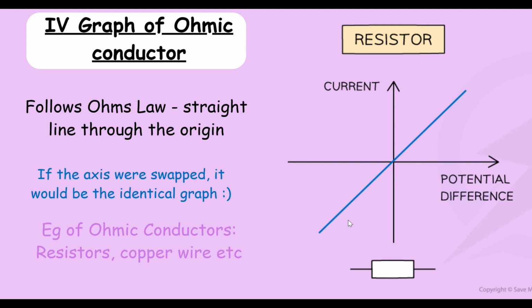An example of an ohmic conductor, because you could definitely be asked that in the A-level exams, are things like resistors or copper wires.